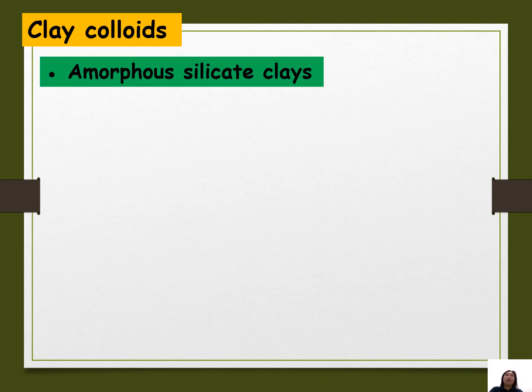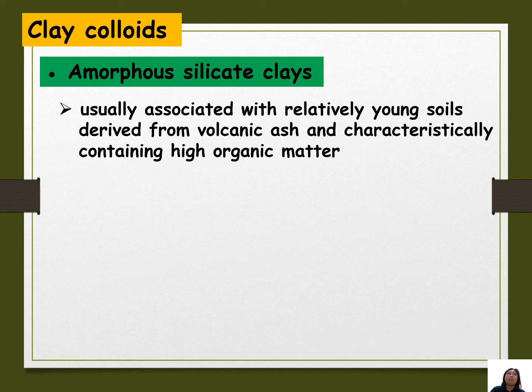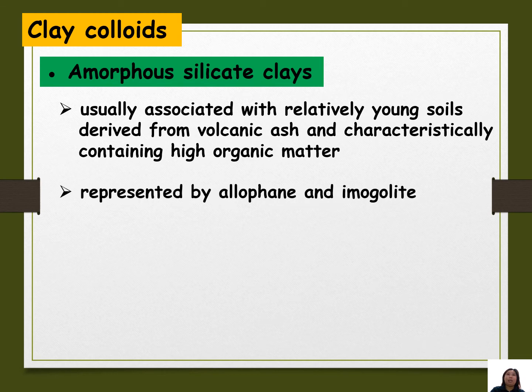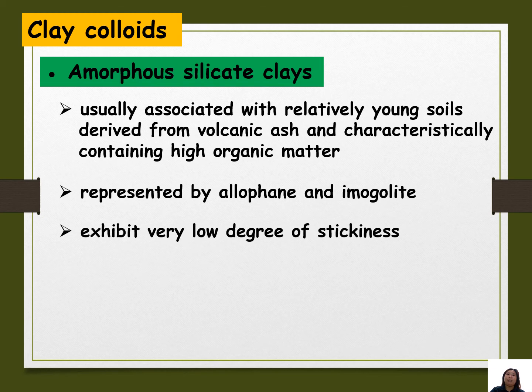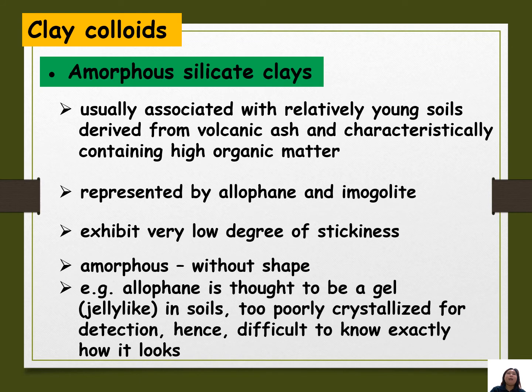The next one we have is the amorphous silicate clay. So now we are finished with the crystalline silicate clays. Now we are on the amorphous silicate clay. Amorphous silicate clays are usually associated with relatively young soils derived from volcanic ash and characteristically containing high organic matter. It is represented by allophane and imogolite, which exhibit a very low degree of stickiness. And by the way, amorphous means without shape. It doesn't have a definite pattern, unlike the crystalline silicate clay. For example, allophane is thought to be gel or jelly-like in soils and poorly crystalline, hence difficult to know exactly how it looks.